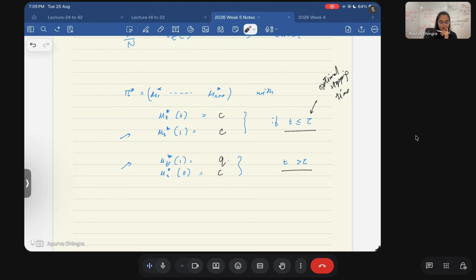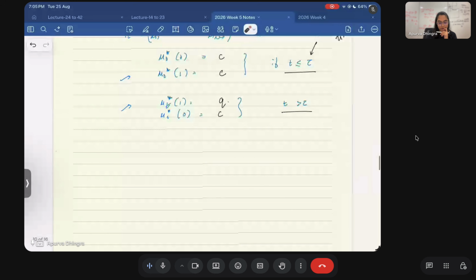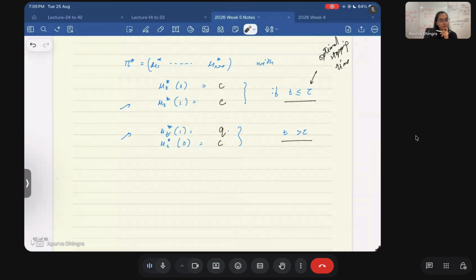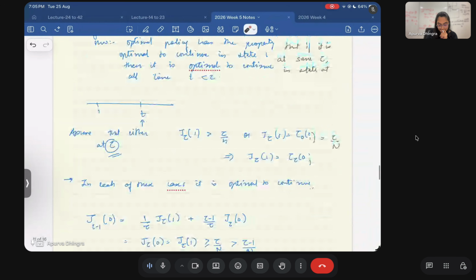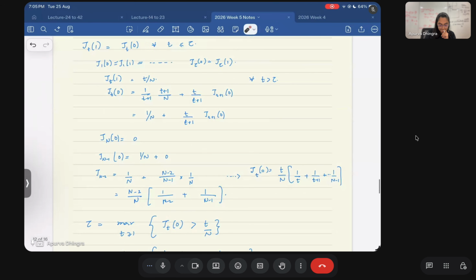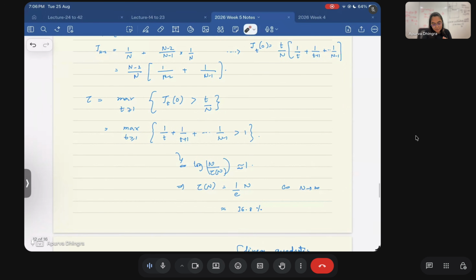Now, in the lectures, something was proven as to why this is the optimal policy and what this policy means. What is this optimal stopping time? I'll not go through the proof, but I'll just point out what was the core idea. The optimal stopping time is the max t such that jt of 0 is greater than t by n. If this happens, then you should choose the best candidate that you get at the next moment.